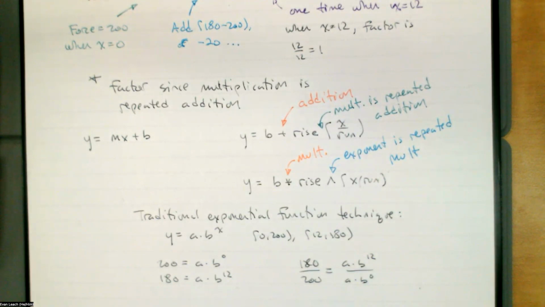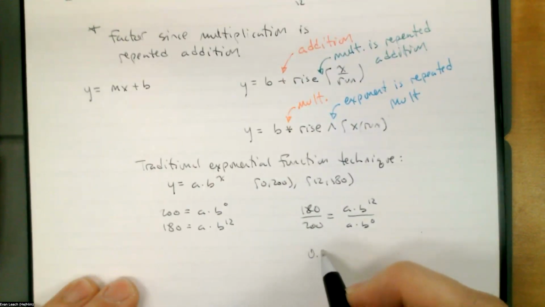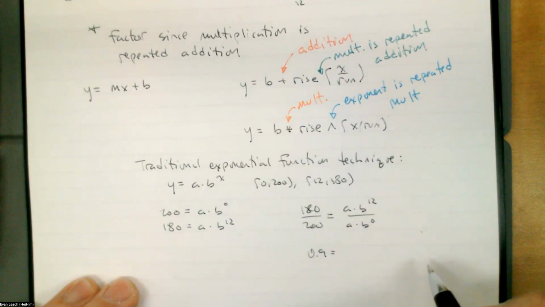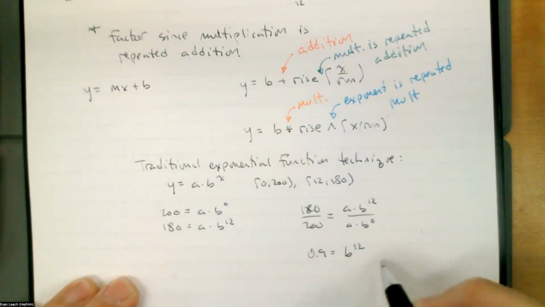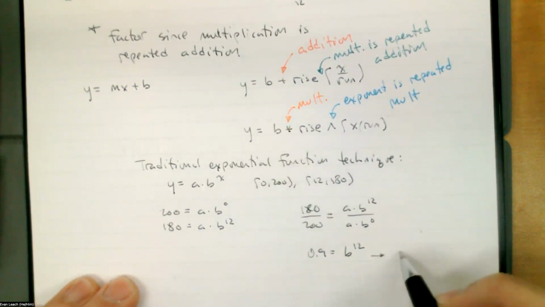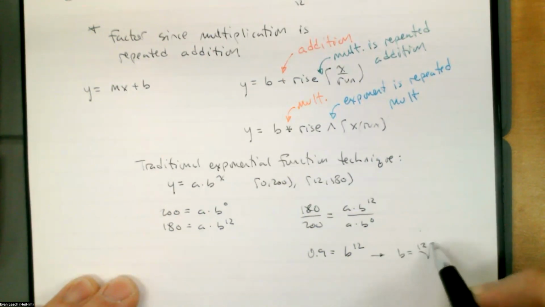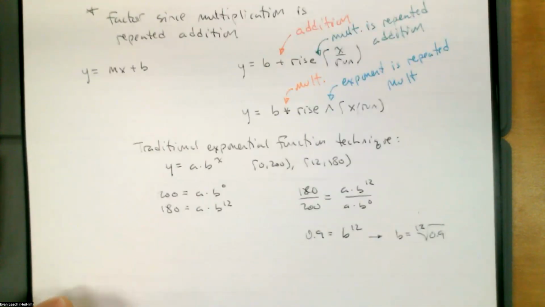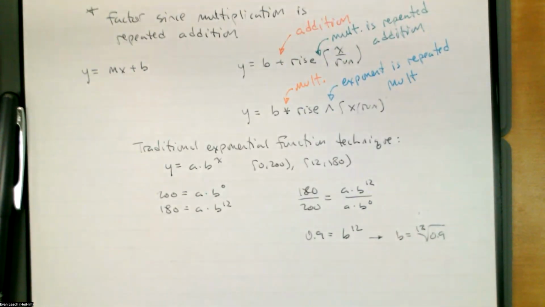The 180 over 200, that's your multiplier. That's your rise over run, but multiplication version. You go from 200 to 180 by multiplying by 0.9. That's what that 180 over 200 is. The a's cancel out, and you get b to the 12. And then you would solve for b. b is the 12th root of 0.9. And a clearly has to be 200. That's what I gave you the (0, 200) for.